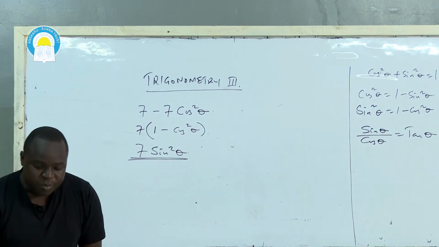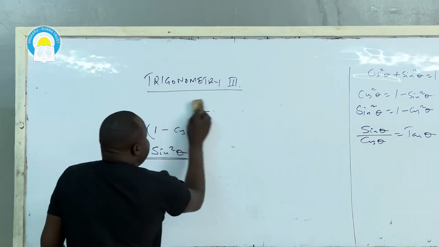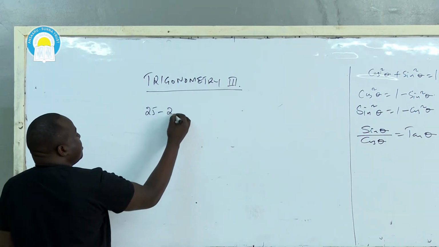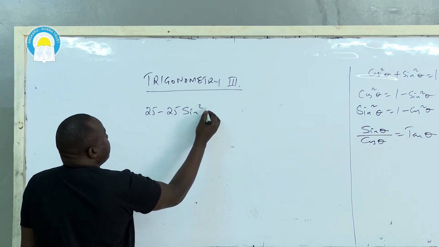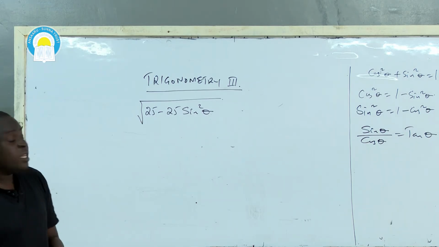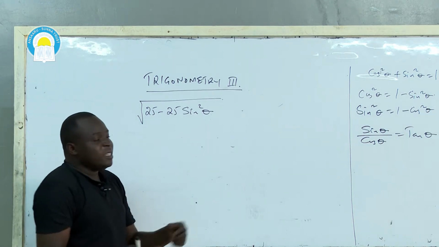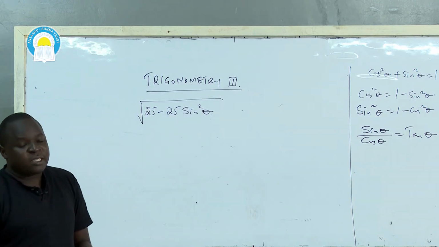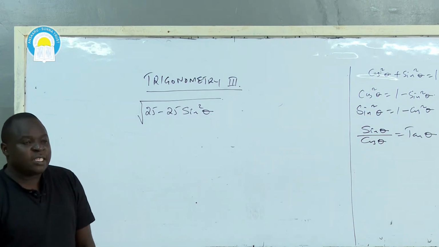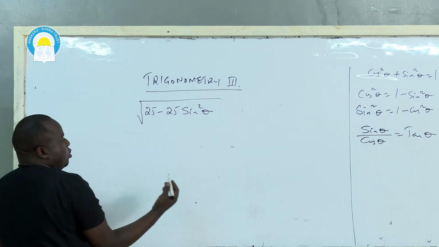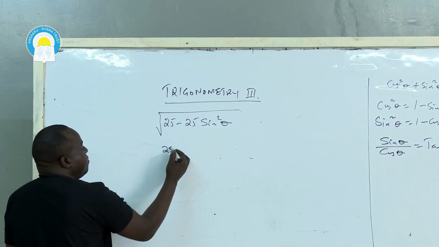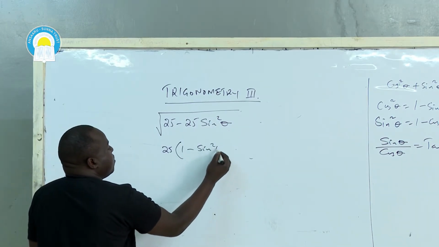Next example. How about if I had a question like 25 minus 25 sine squared theta, then square root. So there is a square root involved. If you're careful, what's inside the square root is what I had explained in the previous example. So the only change here is the square root. So now, I want to simplify this. How do I do it? First factorize what is inside the square root. So this should be 25 into 1 minus sine squared theta.